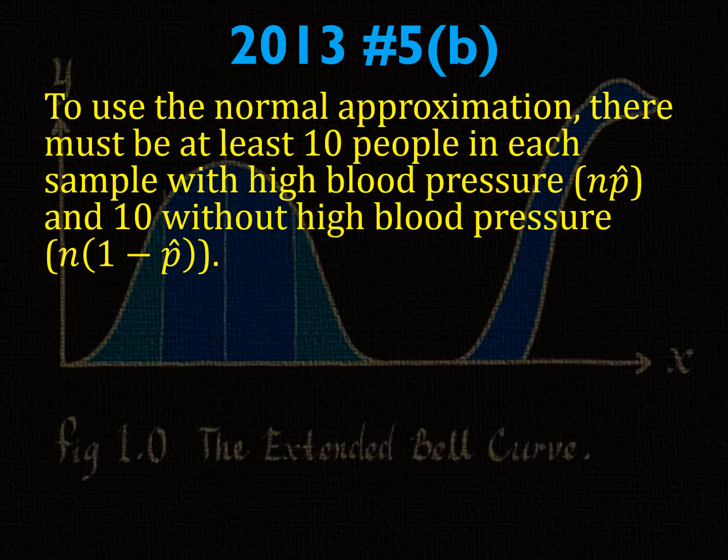So in this case, to use the normal approximation, there must be at least 10 people in each sample with high blood pressure and 10 people in each sample without. So that's n1 p1 hat, n1 (1 minus p1 hat), n2 p2 hat, and n2 (1 minus p2 hat). All 4 of those values have to be at least 10. So at least 10 successes and 10 failures in both samples.